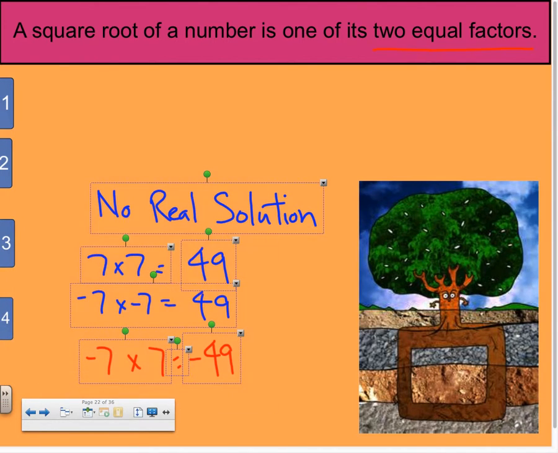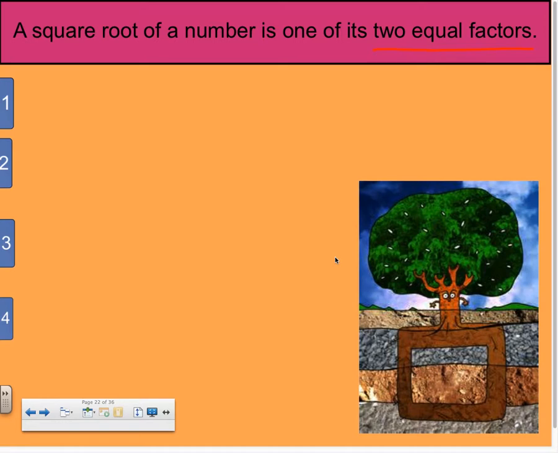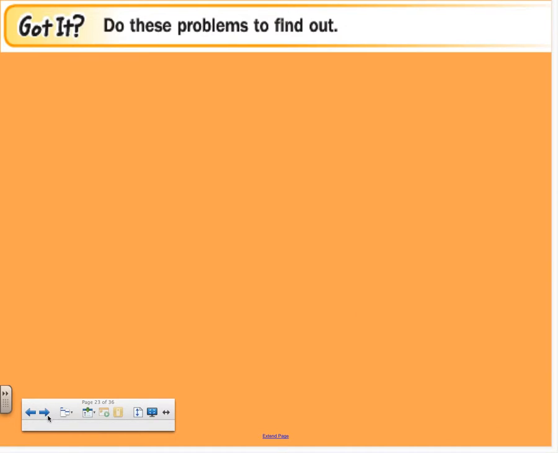Okay, thank you for listening to those different variety of problems involving square roots. Now I want you to try the got it problems that are in the middle of the page. Right below examples 1, 2, 3, and 4, I would like you to try got it A, B, C, and D.